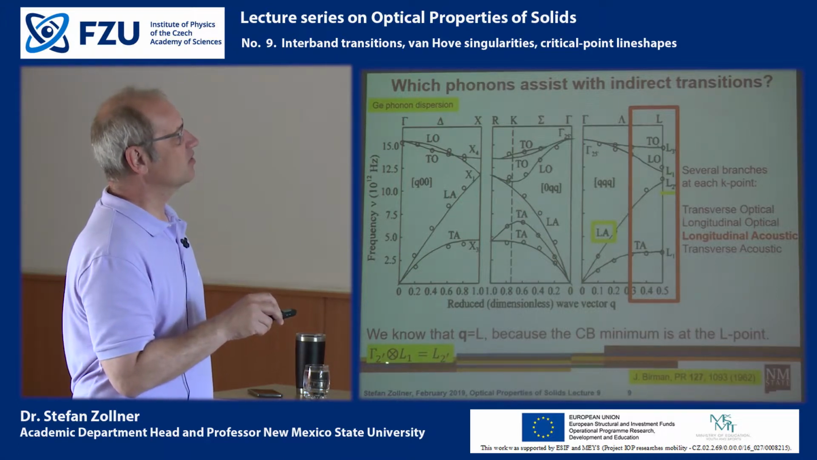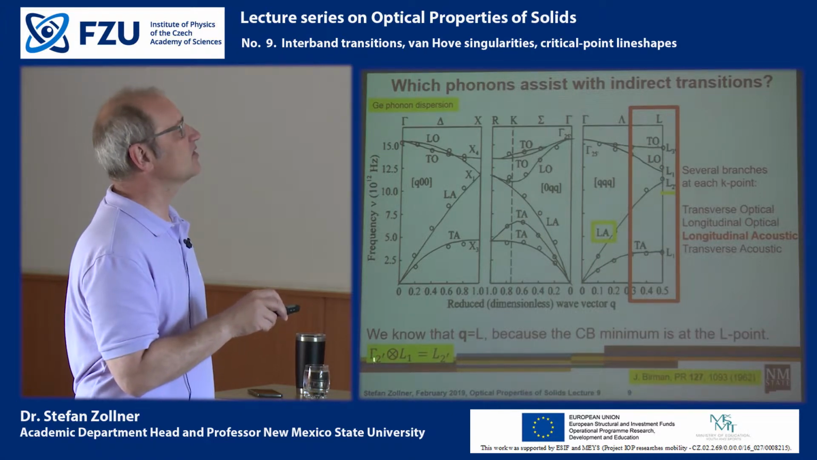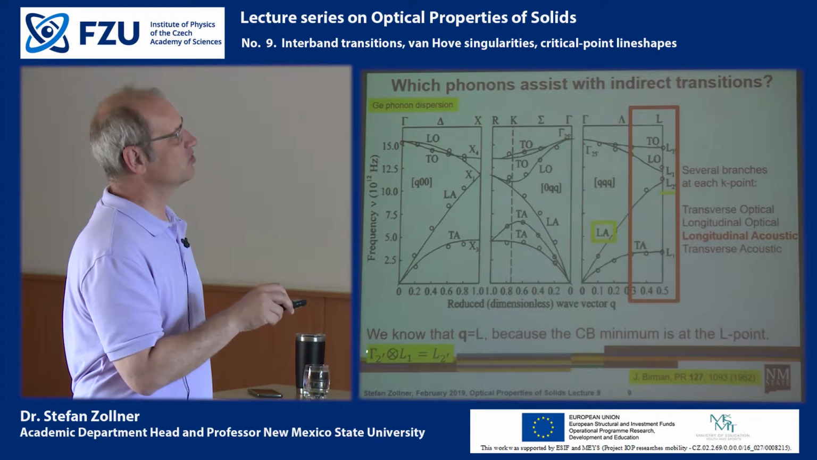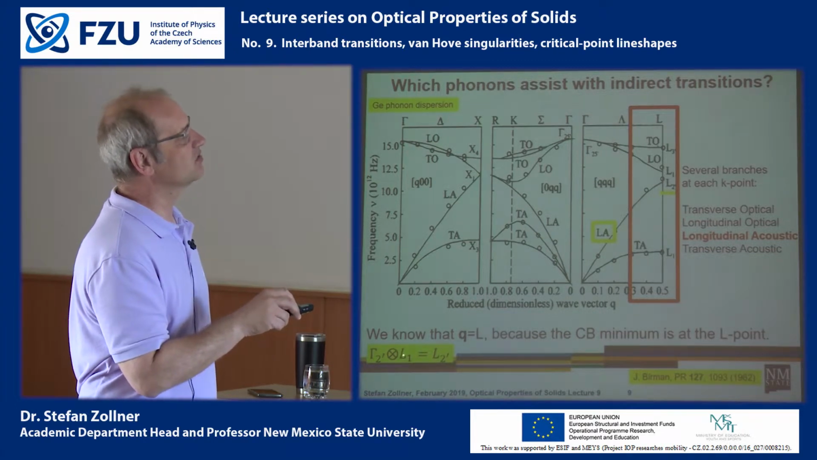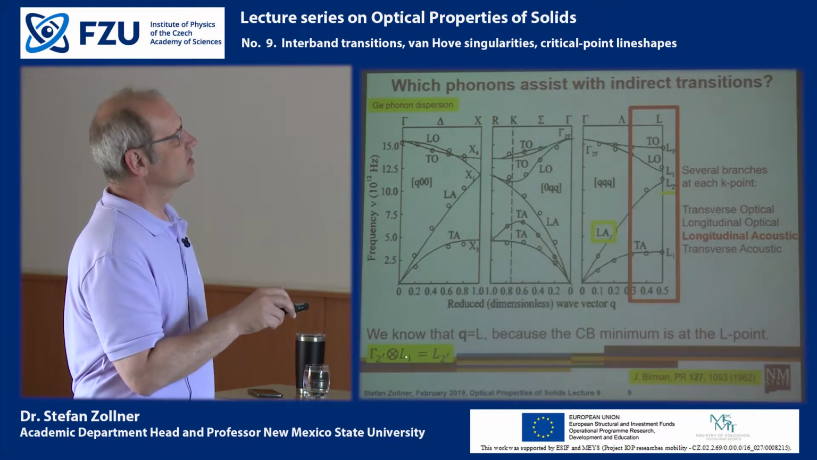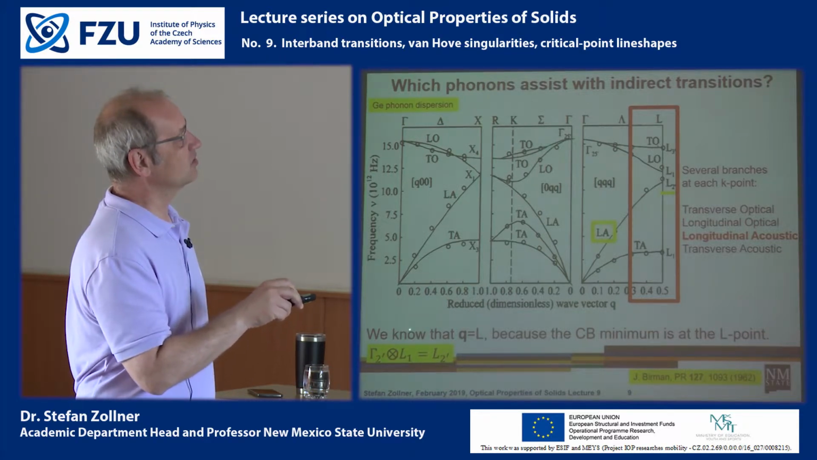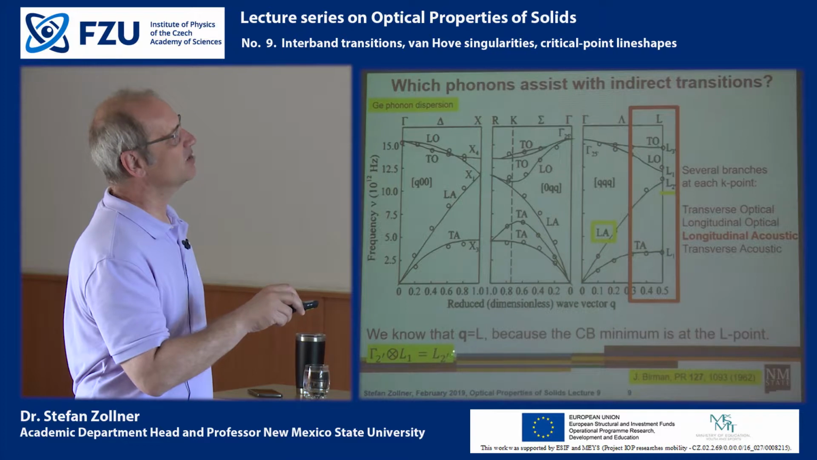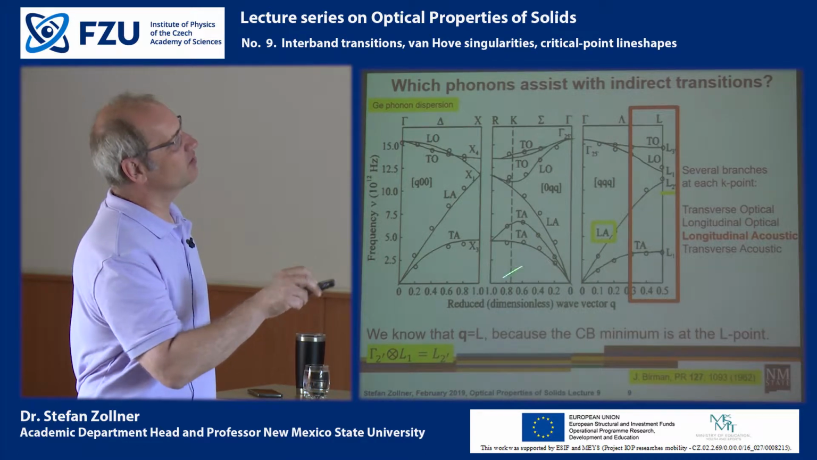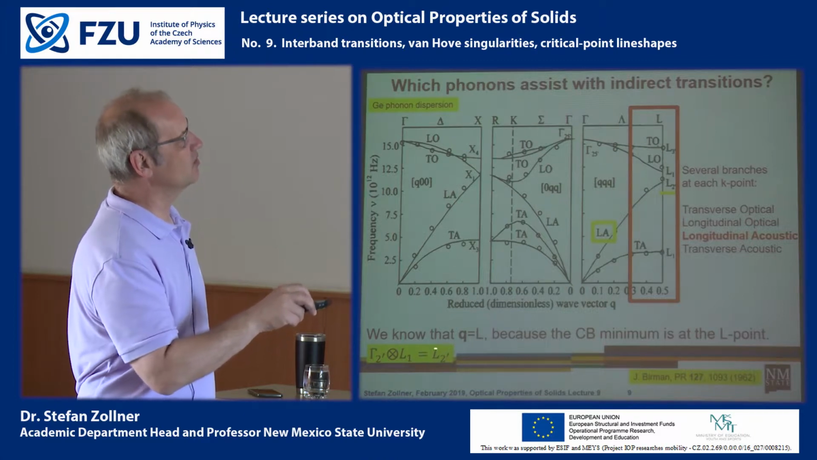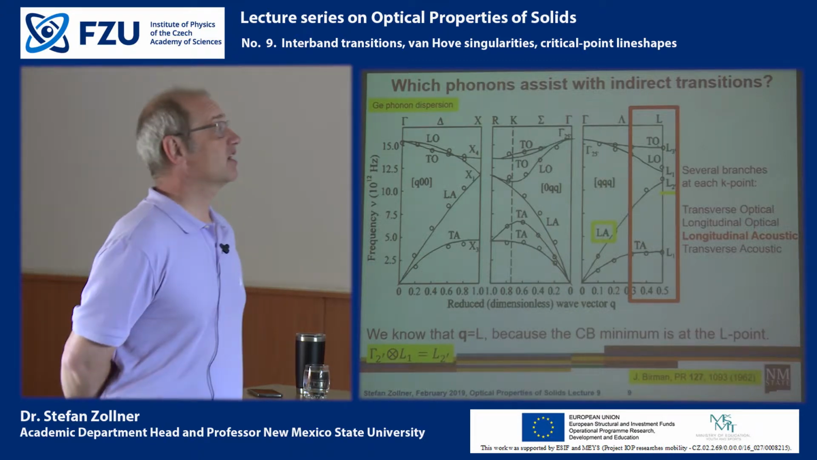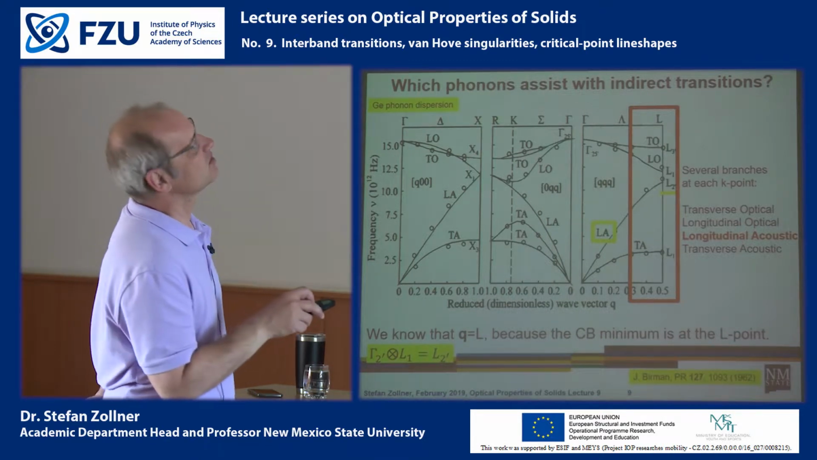And therefore, we take the dyadic product of the initial electron state with the final electron state, and we write this product representation. We decompose it into irreducible representations. So this dyadic product of the initial electron state and the final electron state gives us this representation L2 prime. And that is the LA phonon. And using group theory, we therefore know that only the L2 prime, only the longitudinal acoustic phonon, can contribute.